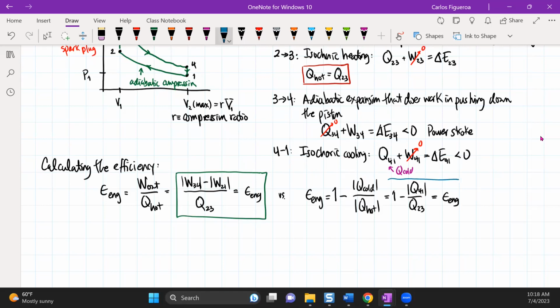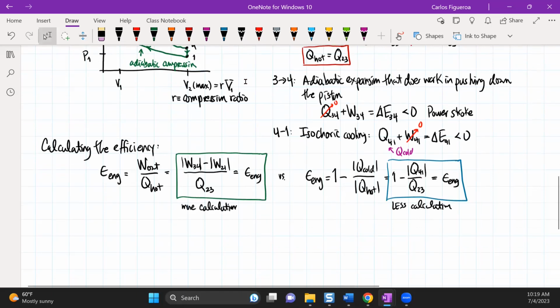Now, which one should you use? Well, it varies from problem to problem. But if I look at this, doing it with the work over Q hot has more calculations. Why? Because you need 2 works and heating. And in the other one, you only have 2 terms that you have to calculate. So this has fewer calculations. So I would use the one on the right here.